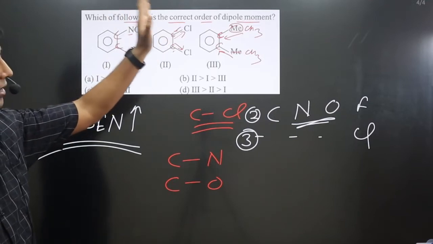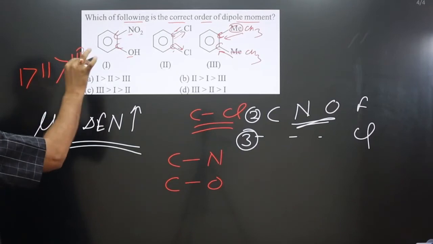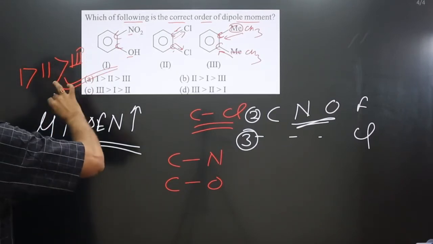Then we have the second one, and the least one is the third one. So we have first, then second, then third. You can see option A is correct.